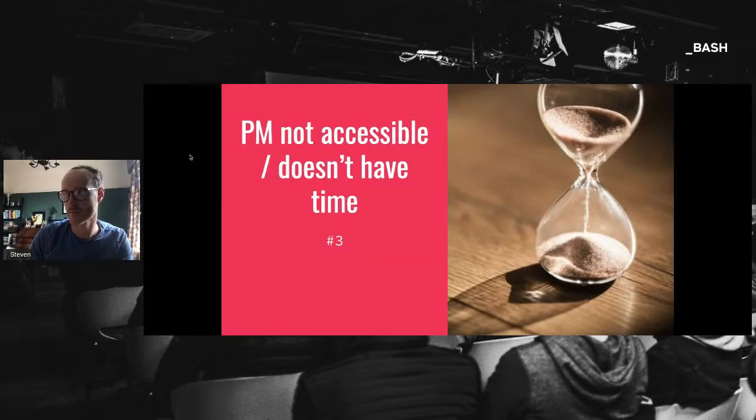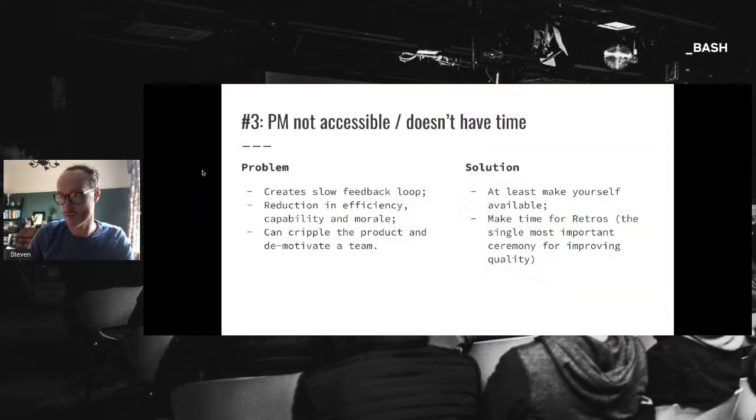The next one typically happens with the same sort of root cause as what I had described. Sometimes it's the same excuse, but the product manager's lack of availability can be caused by other anti-patterns, usually not understanding the role fully, which can lead to being rather counterproductive. And to extend upon that problem, the feedback loop becomes slower, which causes a reduction in efficiencies, and in prolonged cases, it really can cripple the productivity and demotivate a team.